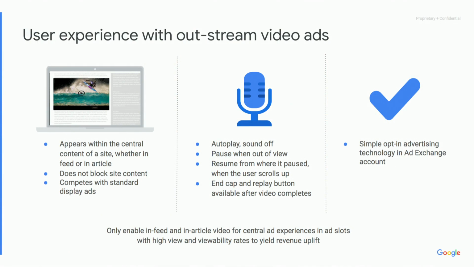Users can have great experiences with outstream video ads. The ads appear within the content of a site and do not block site content. Sound for these ads is also automatically disabled unless requested by the user. If the video is out of view, the ad will pause and resume when back in view. So keep in mind, again, really key is that we want to make sure that in-article and in-feed is only targeting slots with very high viewability, so that you get a better revenue uplift.